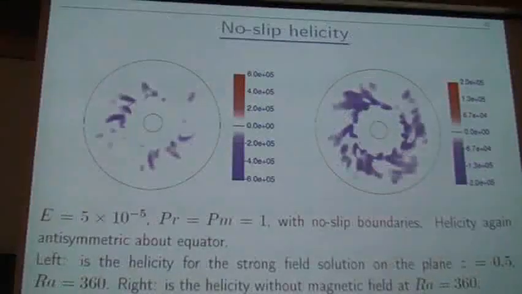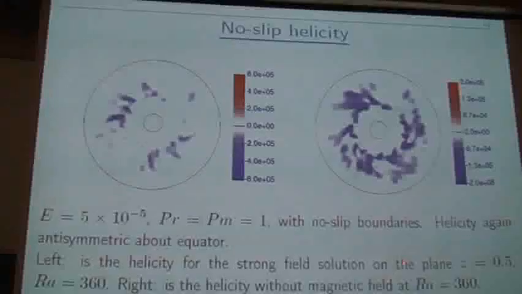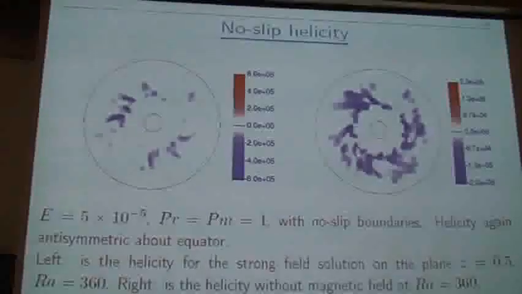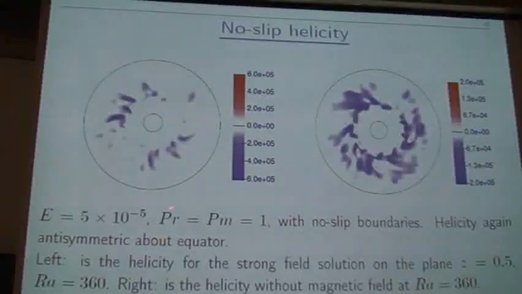Okay, I think that's pretty well all. So that's the helicity there. So again, no-slip helicity. The magnitude is somewhat down here, but there is nevertheless quite a bit of coherent helicity there. Otherwise, you don't get as much as that.